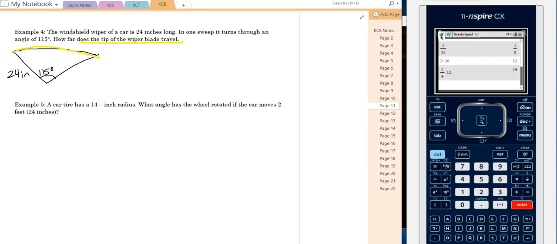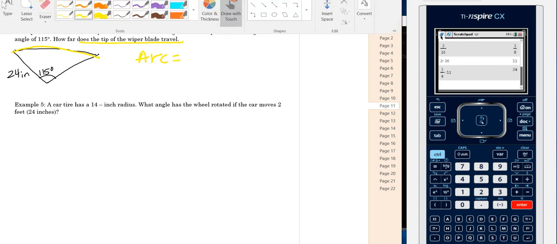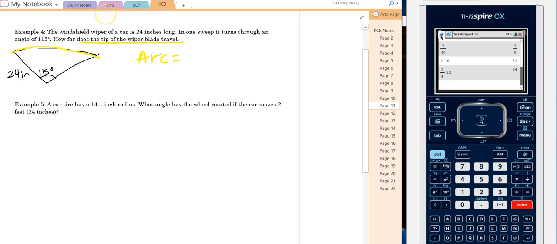We don't know what that is. That is what we're finding out: our arc length. So using the same formula as we did on the other page, we always start off with our measure. Our measure is 115, and that is in degrees, so I know I will be dividing by 360 and not 2 pi because it's not in radian mode. Times our circumference, which would be 2 pi. Our radius would be 24.